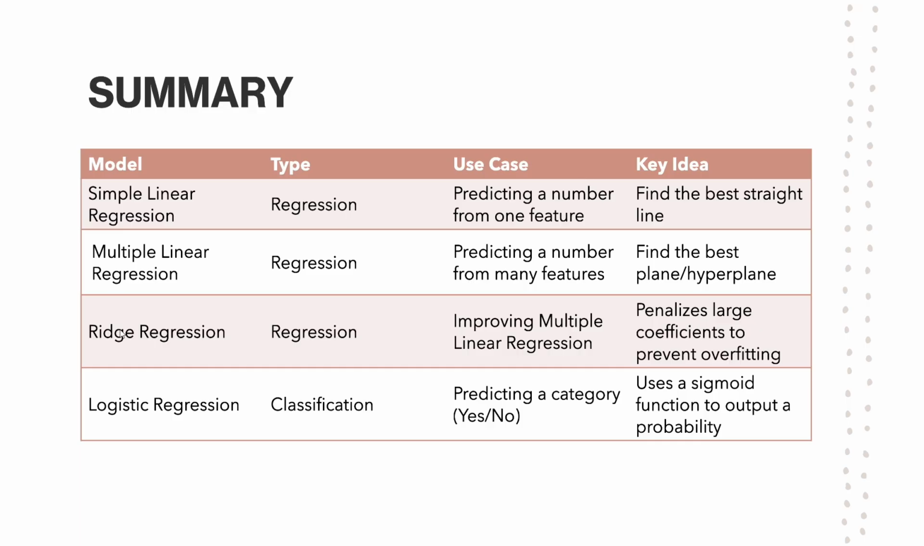Next, moving on to ridge regression, which improves upon multiple linear regression because of it having huge weights or coefficients. It penalizes these large coefficients to prevent overfitting and give better results. And finally, logistic regression, which even though is called regression, is more of a classification problem where we try to predict a category, yes or no, by using the probability which is given to us using a sigmoid function.